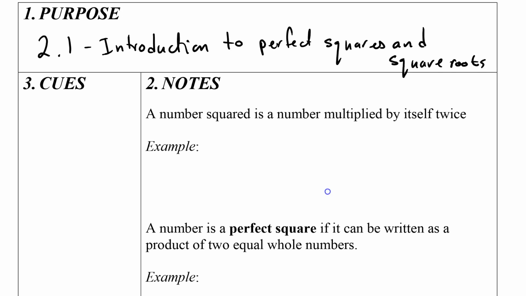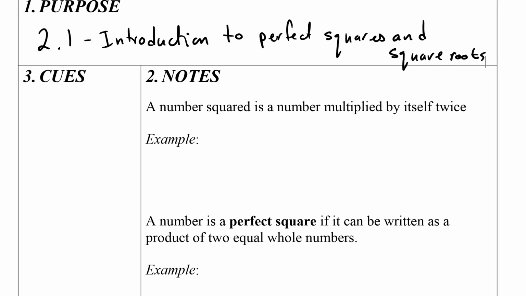So a number squared is a number that is multiplied by itself twice. Now that's a lot of words. Let's see what I actually mean through an example. If I were to say 4 squared, that's the same thing as saying 4 times 4. So remember, when we have brackets beside each other, 4 times 4, the operation that goes between them is multiplication. And that is 16. I can also square decimals.